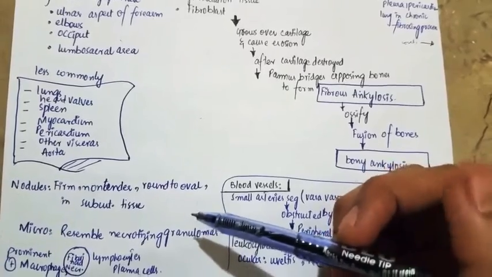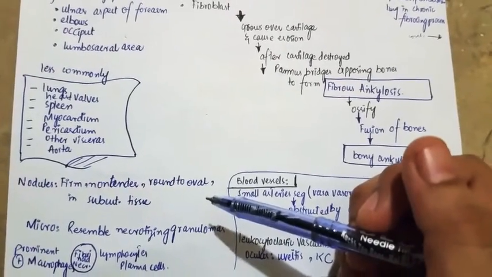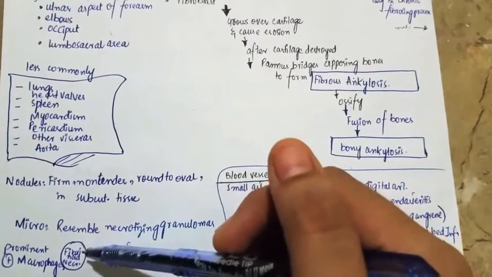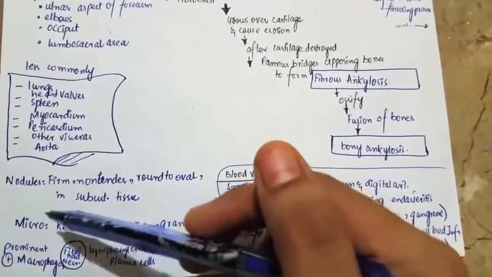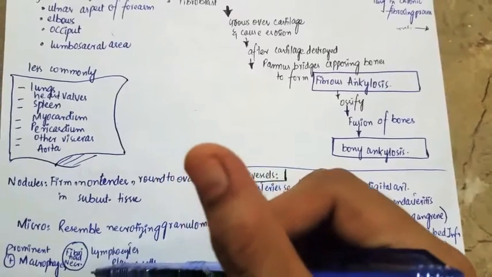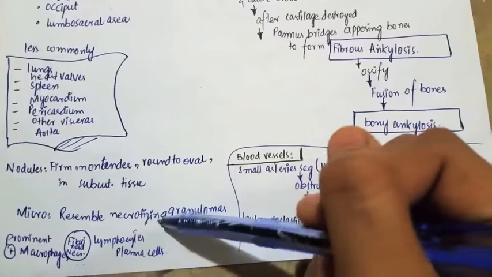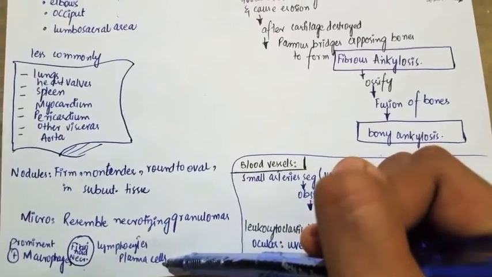Microscopically it will resemble necrotizing granulomas, and these granulomas will have a centrally placed fibrinoid necrosis, and this fibrinoid necrosis is surrounded by stimulated macrophages as well as lymphocytes, mainly containing plasma cells.